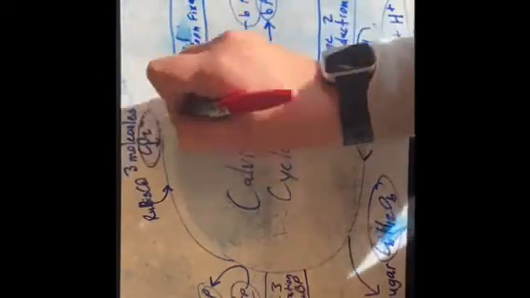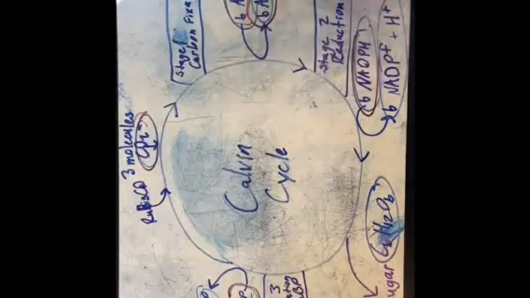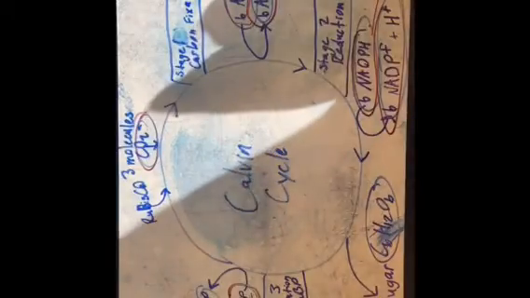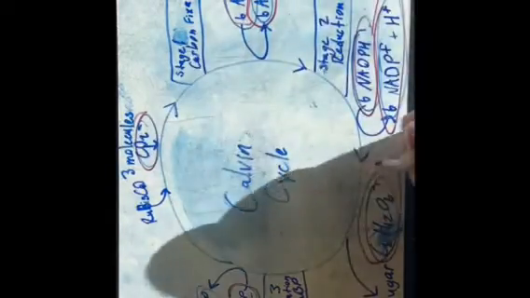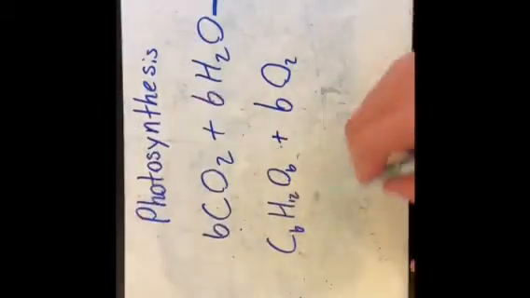The reactants of the Calvin cycle are CO2, ATP, which is also over here too, and NADPH. Its products are ADP, NADP+ and a hydrogen, and glucose, or C6H12O6. Photosynthesis. Boom.